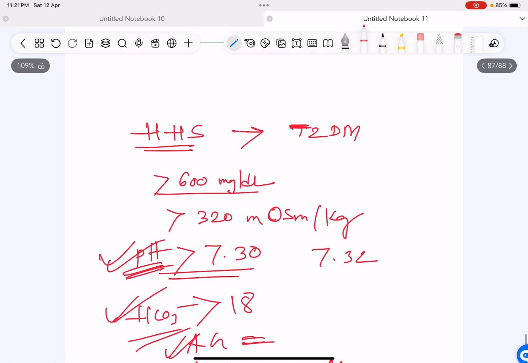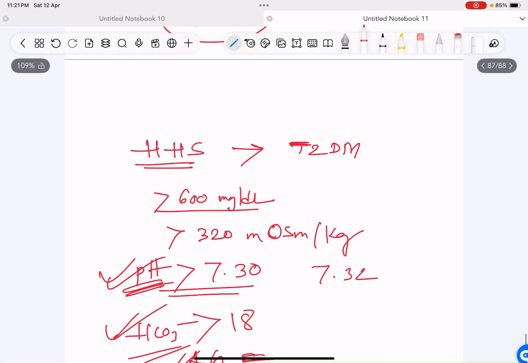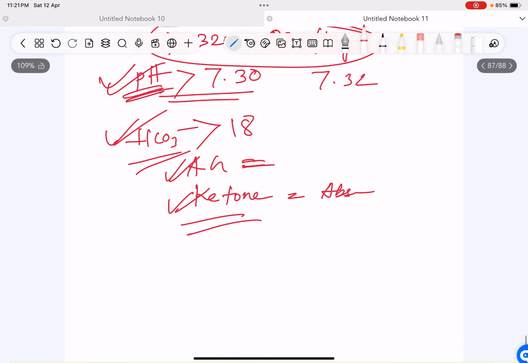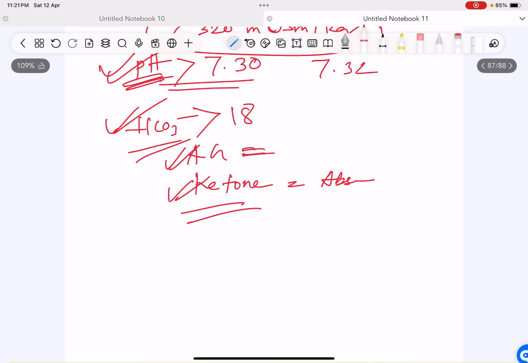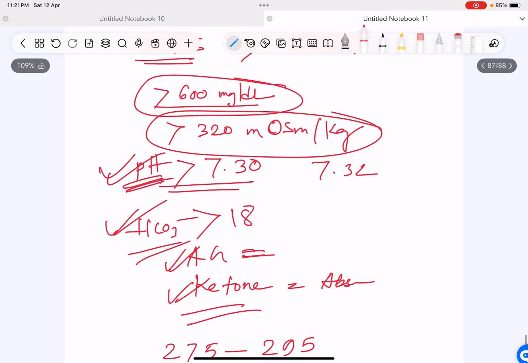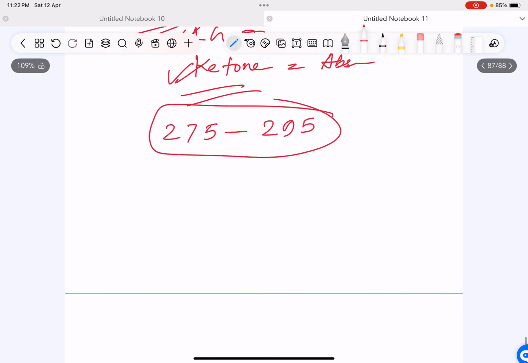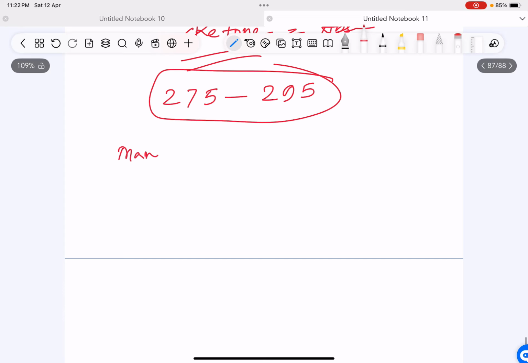So after ruling out DKA, you just check the glucose and osmolarity levels. Glucose is very high, osmolarity is very high. Glucose more than 600, osmolality is more than 320 milliosmol per kg. So this is confirmed. Normal osmolality of a person is between the range of 275 to 295 milliosmol per kg, but in this it will be more than 320. Normal is this range.